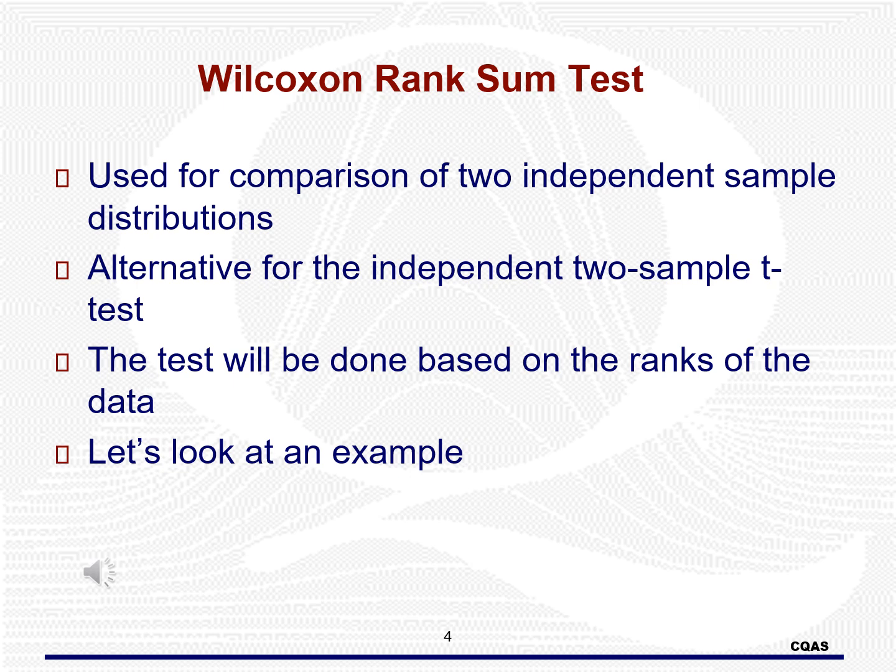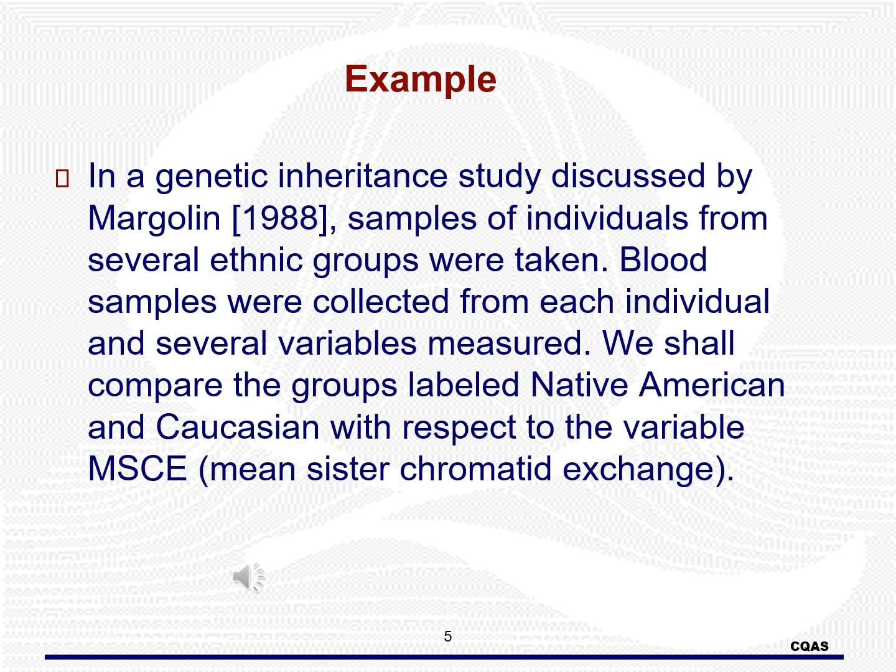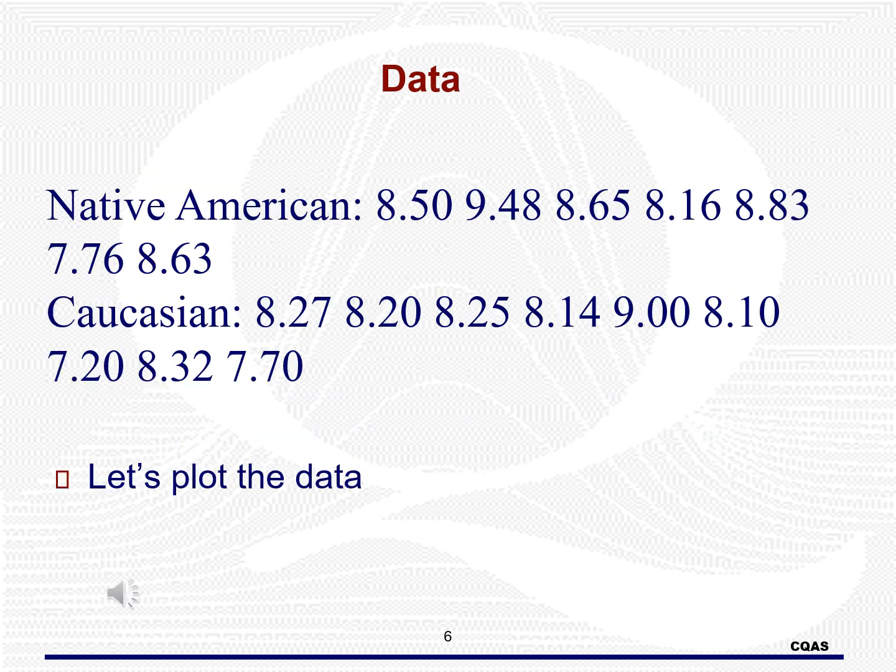Let's look at an example. Here is an example where we are comparing blood samples from two groups. These are two different groups, so the test that we should use is an independent test. We wish to compare the median MSCE for the two groups. The data from the study is on the next slide. Here is the data. Now the first thing that we should do with any data is plot it. Let's try a dot plot.